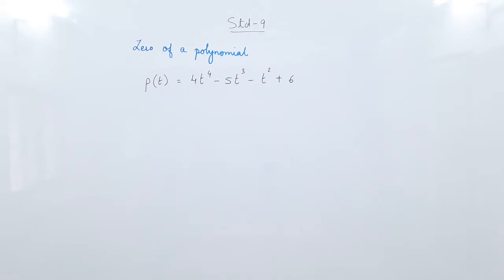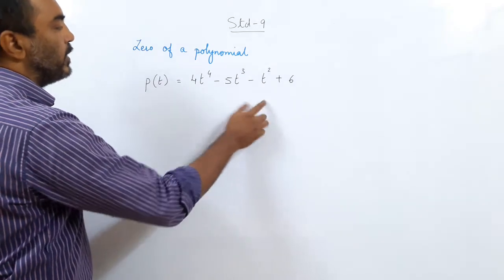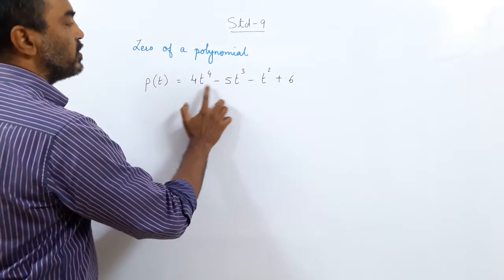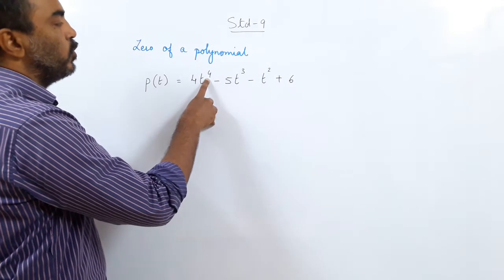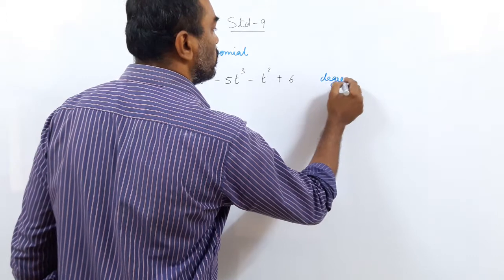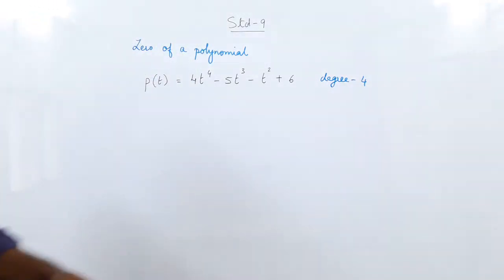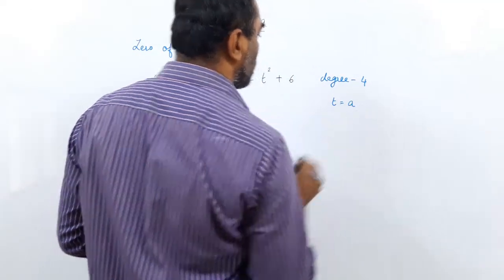Now there is one sum in the book written as a polynomial in t. Again you can see this polynomial is only in t, which means it is a single variable. The single variable is t, but the powers of t are different. So which is the biggest power? 4. So the degree of this polynomial is 4. And it is a single variable because only t is there. Now what does the book say? You have to find the value of the polynomial not at any number, but when t is equal to a.